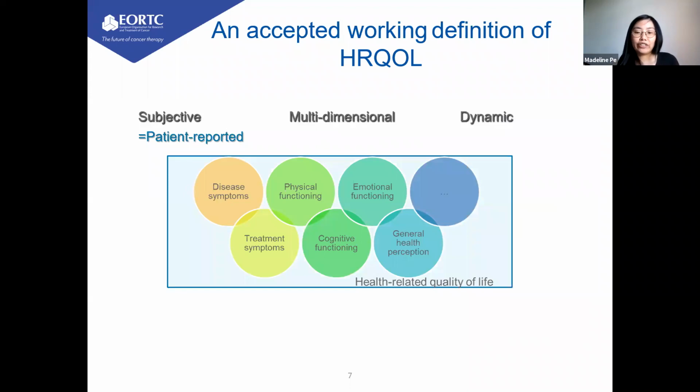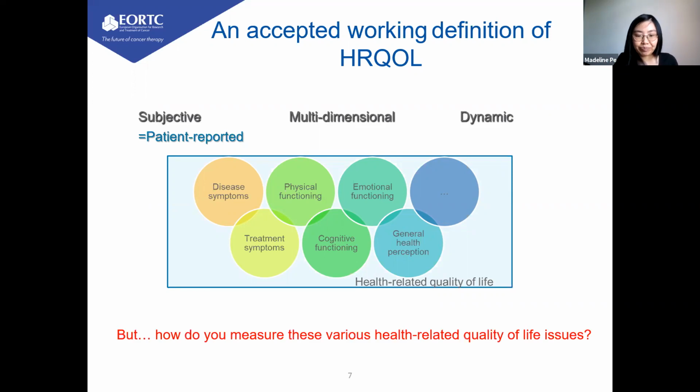So how do you measure quality of life? It all starts with having a good definition of your concept. Here's an accepted definition of quality of life in the field. Quality of life is subjective, which means it is patient reported. It's multidimensional, which means it is not just one concept, and it involves many dimensions in your life that need to be taken into account. And it's dynamic because it can change. Some of these aspects will change over time.